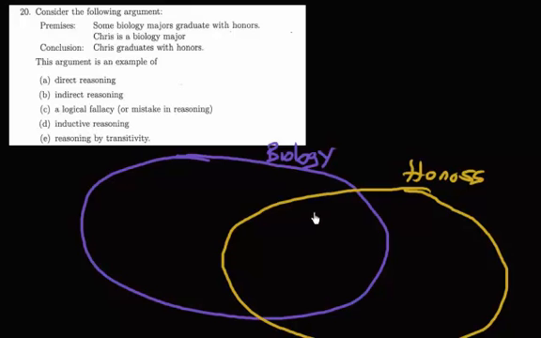I could put some people in here just to name some. We could put Bill and Susan and John and so on. These represent people who not only are biology graduates, but graduate with honors. Now, Chris is a biology major. We're going to assume that he's also graduating too. So he's going to be a biology graduate.